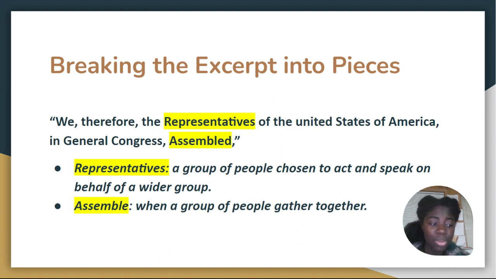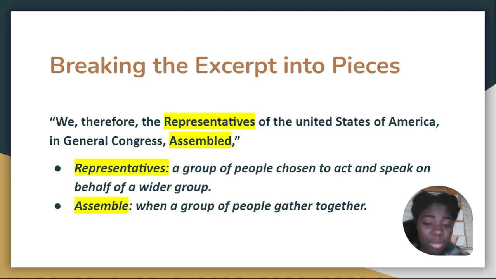Okay, so now that we read it together, I'm going to break this into pieces. Let's go ahead and start with the very first sentence. It says, "We, therefore, the representatives of the United States of America, in General Congress assembled." So let's break apart some of these words. Representatives are a group of people chosen to act and speak on behalf of a wider group. So we actually have a U.S. House of Representatives, right? And those individual people represent states. So that's a fun fact there.